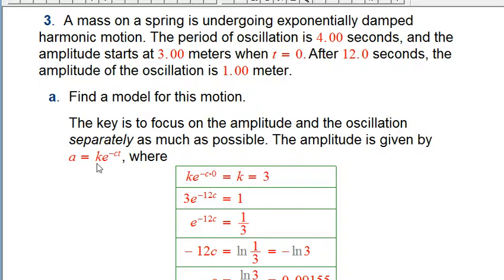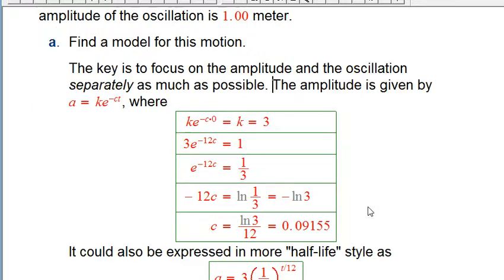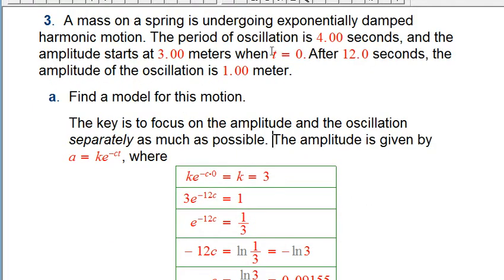Okay, so the full model is k e to the minus ct, or whatever letters you like to use, times a cosine or sine, but let's just focus on the amplitude. That's really pure exponential modeling, very much like radioactive decay, very much like what we were doing in number 2. The first thing is it's nice that we've got data at t equals 0, and so we plug in t equals 0. As always, that gives us a 1 for the exponential and k equals 3.